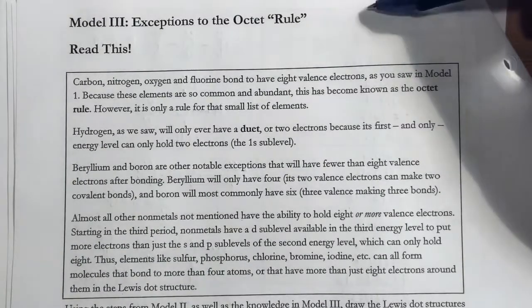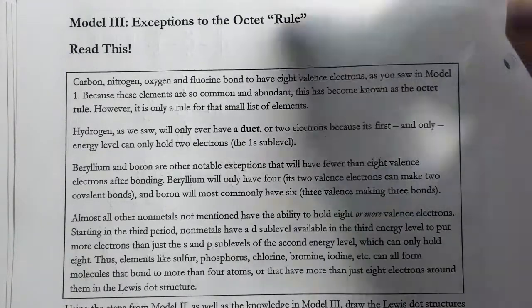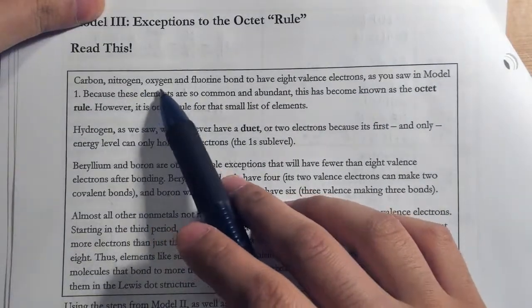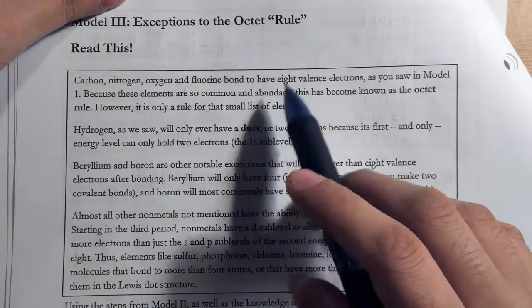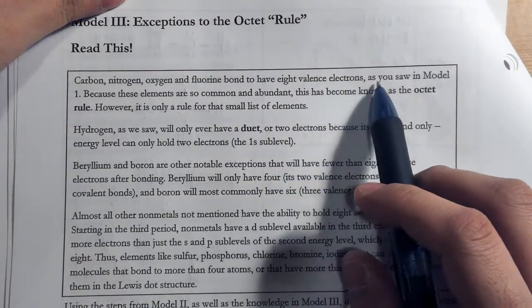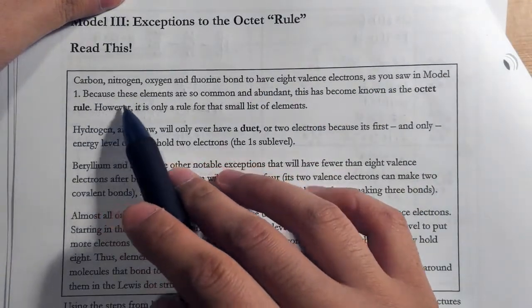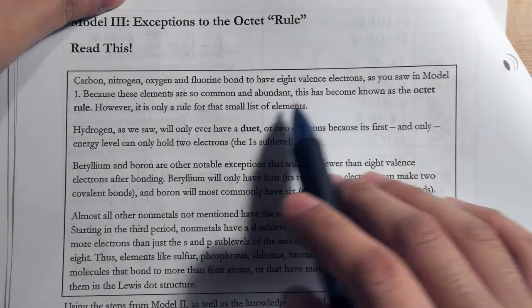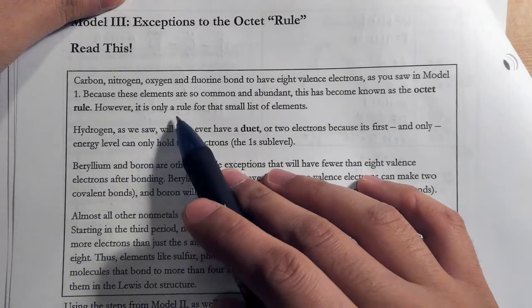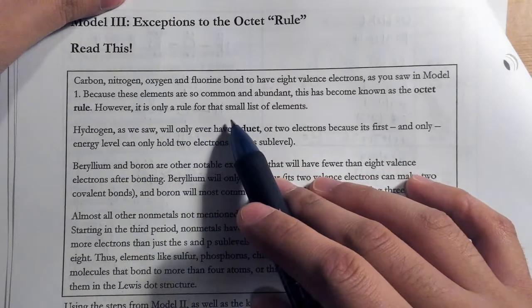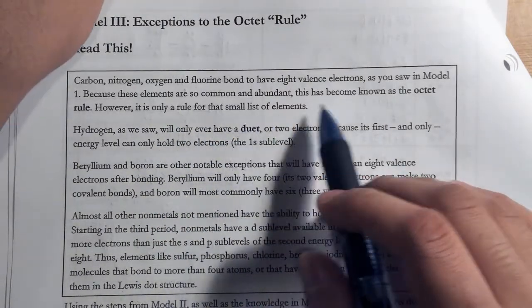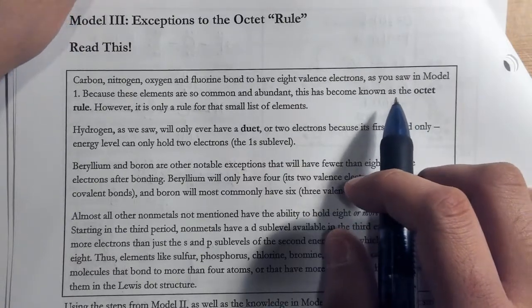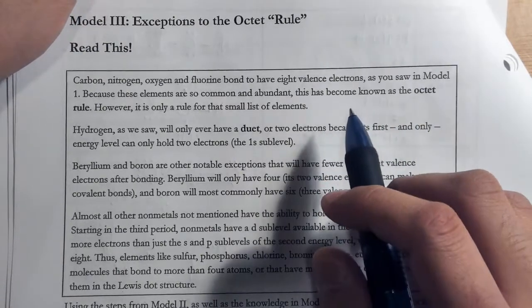Alright, so exceptions to the octet rule. Let's see. Carbon, nitrogen, oxygen, and fluorine bonds have 8 valence electrons, as you saw in model 1. Because these elements are so common and abundant, this has become known as the octet rule. However, it is only a rule for that small list of elements. Alright, so we know that octet rule means that there needs to be 8 valence electrons.